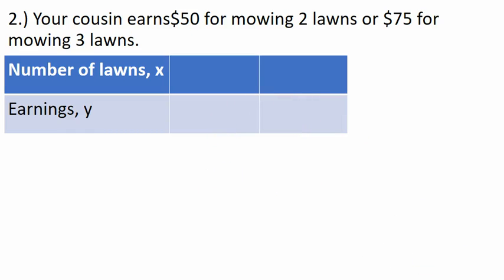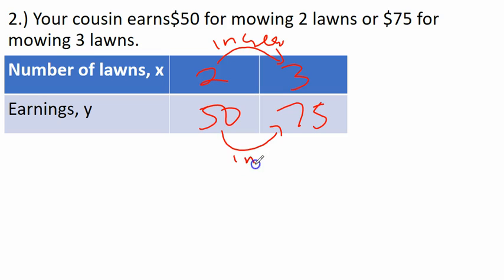Next. Okay, your cousin earns $50 for mowing 2 lawns. Okay, so number of lawns, 2 lawns, $50. Okay, 3 lawns, $75. So what happens as the number of lawns increases from 2 to 3? What happens to the earnings? The earnings increase also. Okay, so the pattern goes the same way. It looks like direct. Okay, we're going to write direct for now and check it to be sure. So how do we check it? We're going to find if they have a constant.